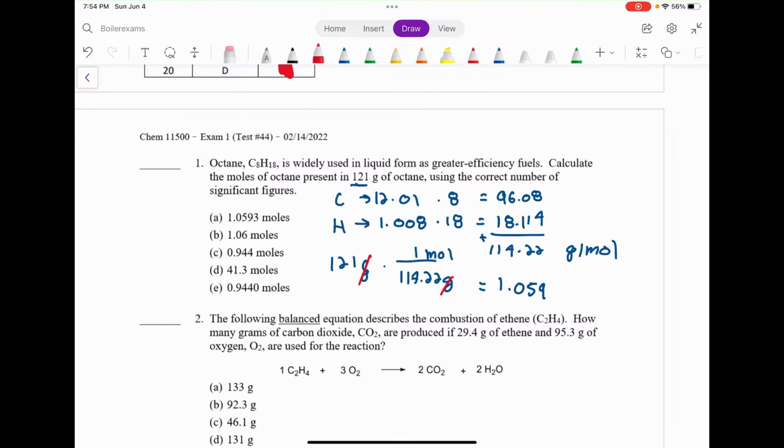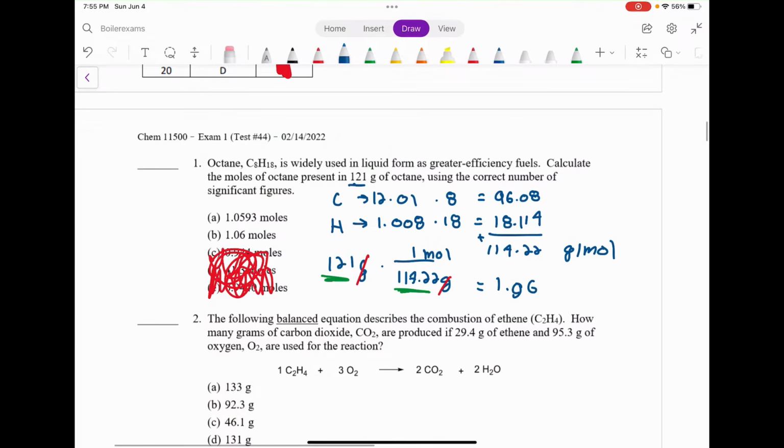And let's see. Okay, so now it becomes a sig fig issue. Obviously, these are wrong. And we did multiplication, so we're just going to go down to the lowest number of sig figs. So in that last step, this number has 3 sig figs. This number has 5. So just round down to 3 sig figs. And this is going to become 1.06 moles. So we're going to pick B, which is correct.